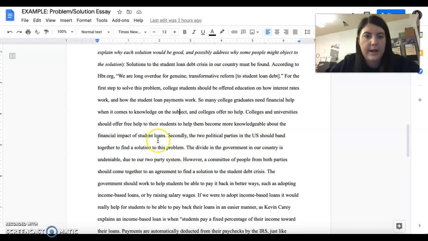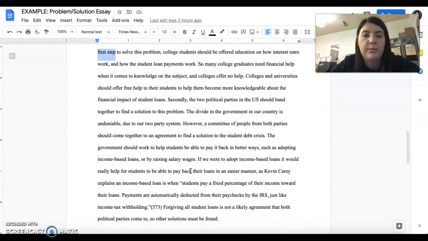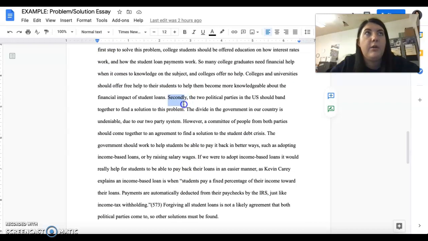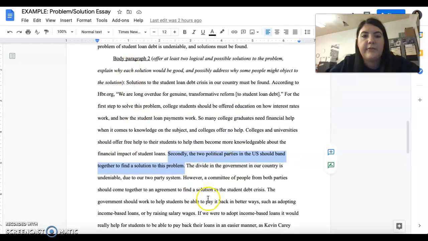So here, let me find the start to my first solution. So here we just talk about our solution. Okay, here I talk about my first step, which is how we should educate college students on how interest rates work and how student loan repayments work to help them solve the problem. And then I talk about how politics should get involved. So there's my second paragraph of my essay there.